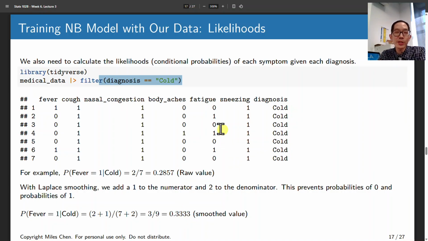So anyway, with Laplace smoothing, we're going to add a 1 to the numerator and a 2 to the denominator to avoid 0 probabilities and 1 probabilities. In our case, we had 2 people experience fever, so we're going to add 1 to the numerator and get a 3. Out of 7 patients total, we add 2 to that and divide by 9, so 3 out of 9. So our smoothed value is going to be 0.333. Okay, and we'll do this for every single diagnosis and every single symptom.